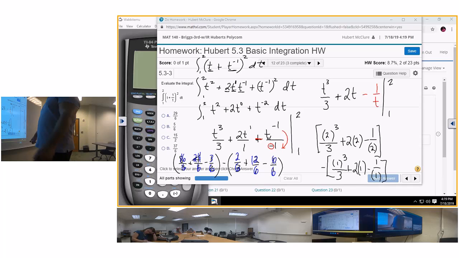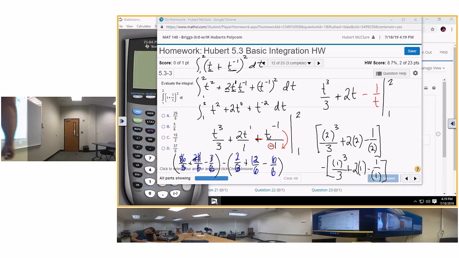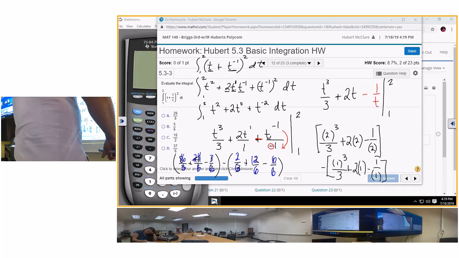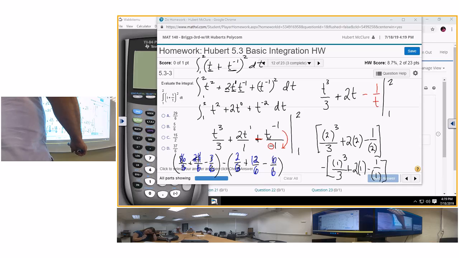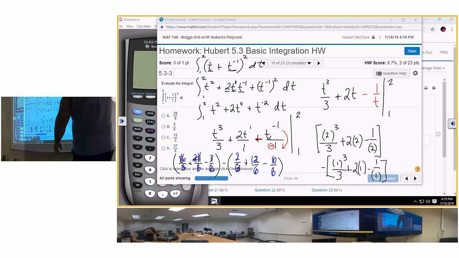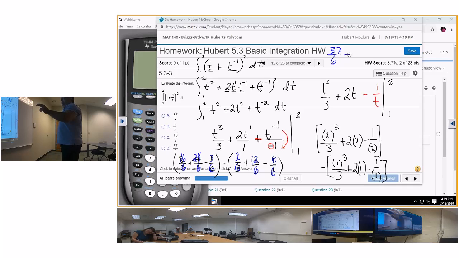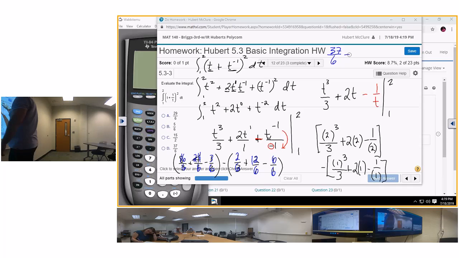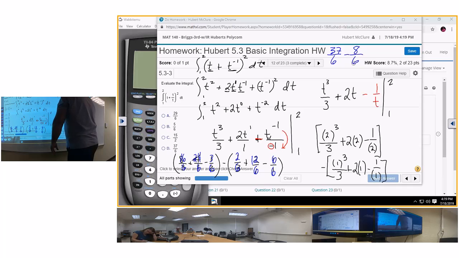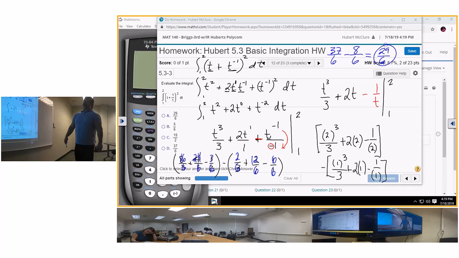Now, if I can read my own writing, 16 plus 24 is 40. Minus 3 is 37. Somebody check my math there. 37 over 6 minus 2 plus 12 is 14. 14 minus 6 is 8. 8 over 6. And 37 minus 8, 29. That should be your answer.